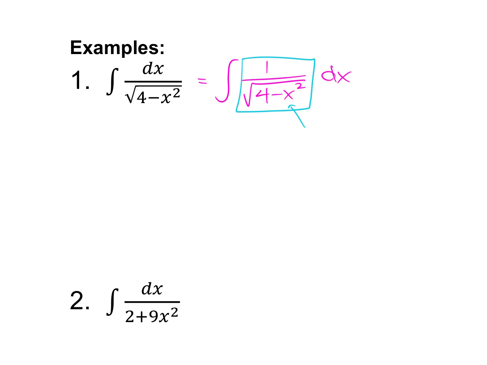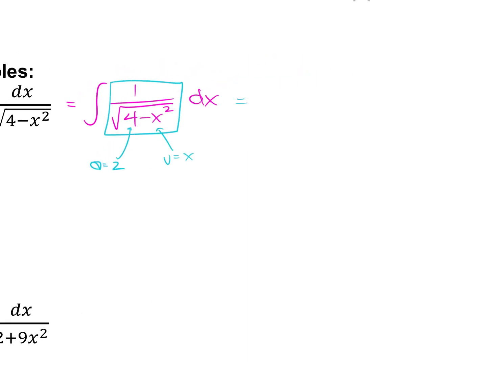Instead of that 1, I have a what? Whatever that is, that's my a squared. So if that is a squared, what is a? 2. So if a is 2, but I don't really need a u substitution because I just have an x, so essentially u is just x, this means I can just go backwards using that arcsine formula. So my arcsine formula says this will integrate to arcsine of what over what? x over 2 plus c.